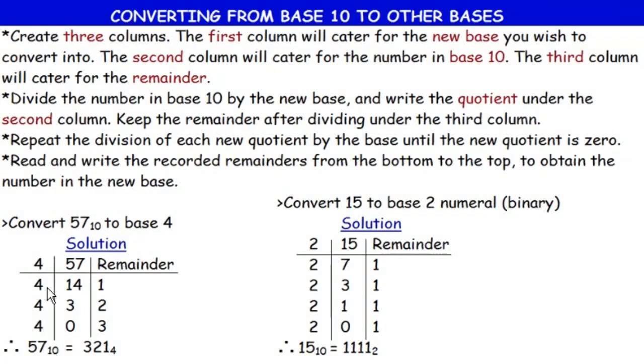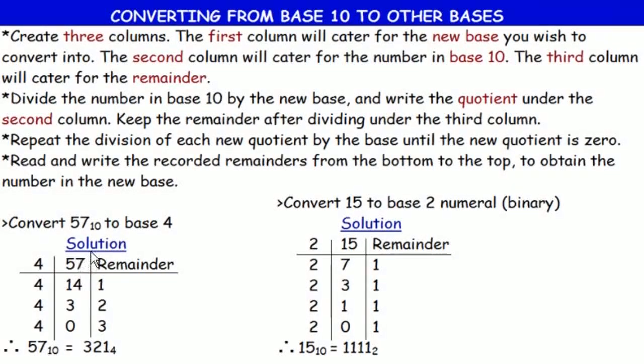Now the quotient is the result of dividing the number in base 10 by the new base. Generally, when you talk of a quotient, let me give this example: 7 divided by 2 is 3, so 3 becomes the quotient. The quotient is simply the result of dividing a number by another number.